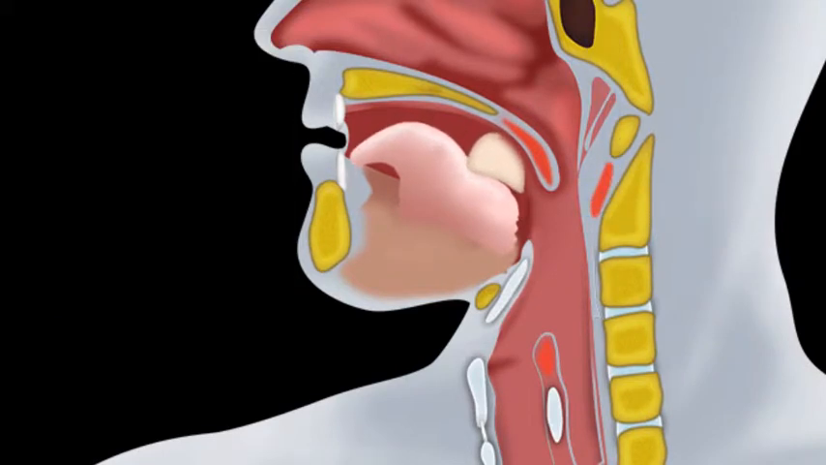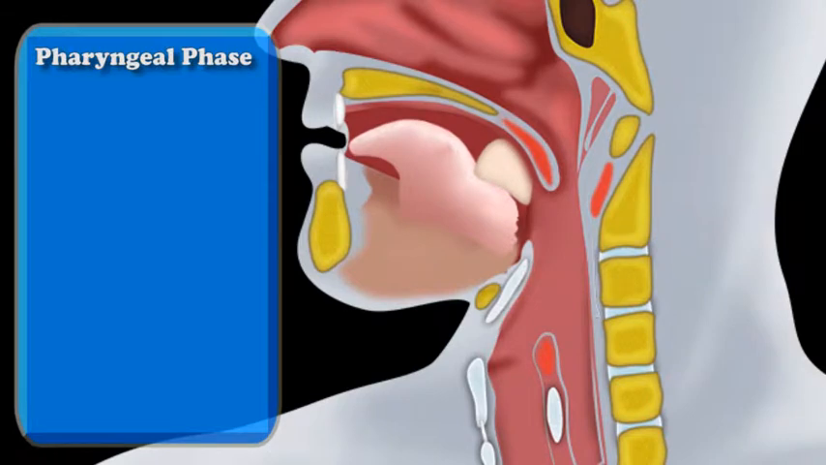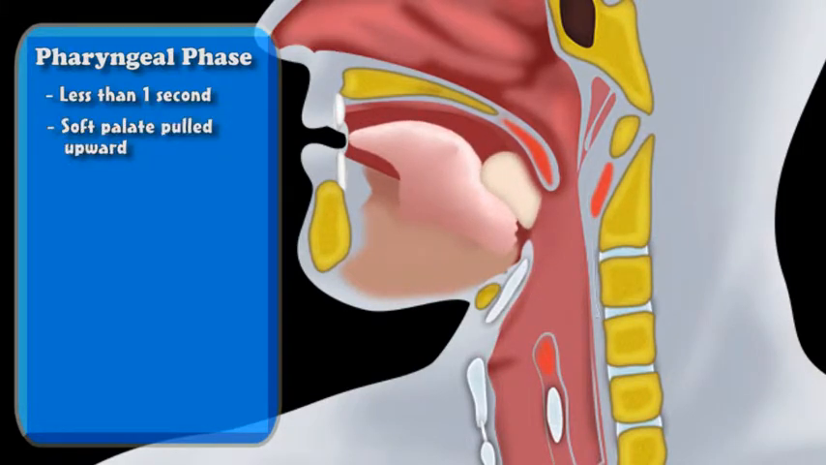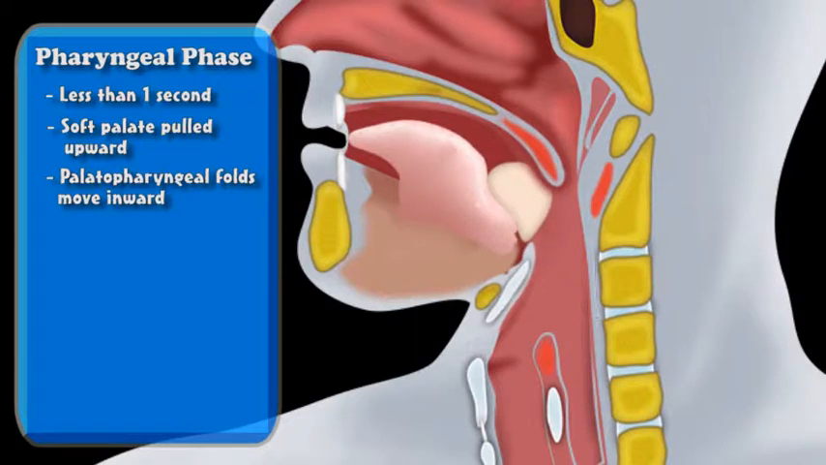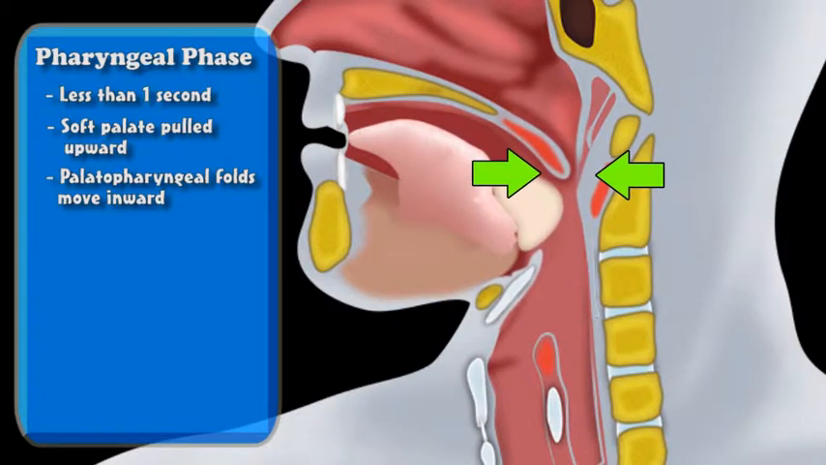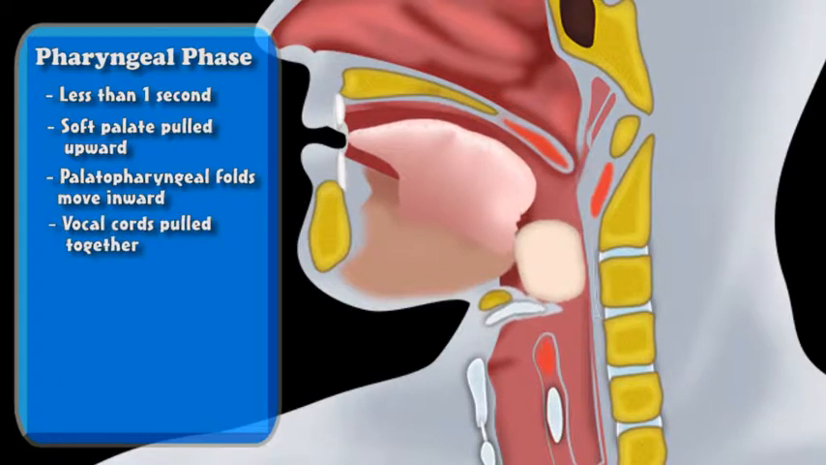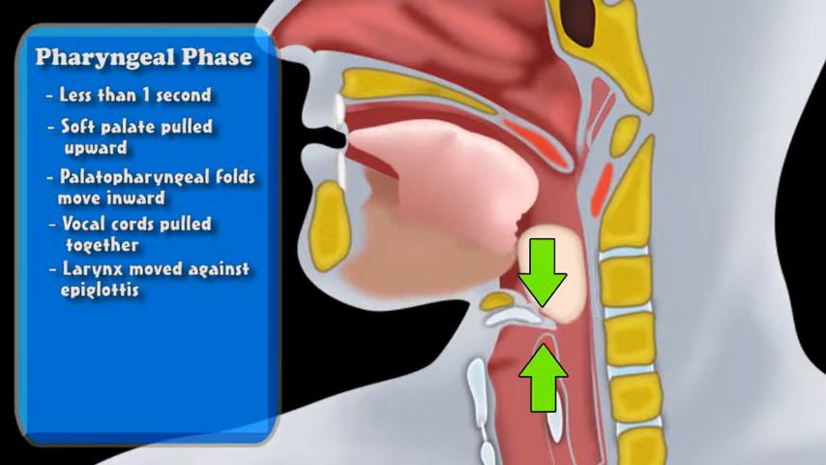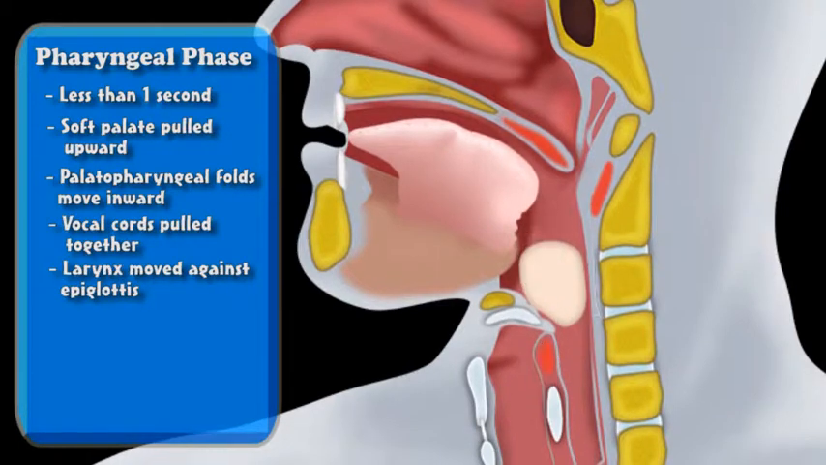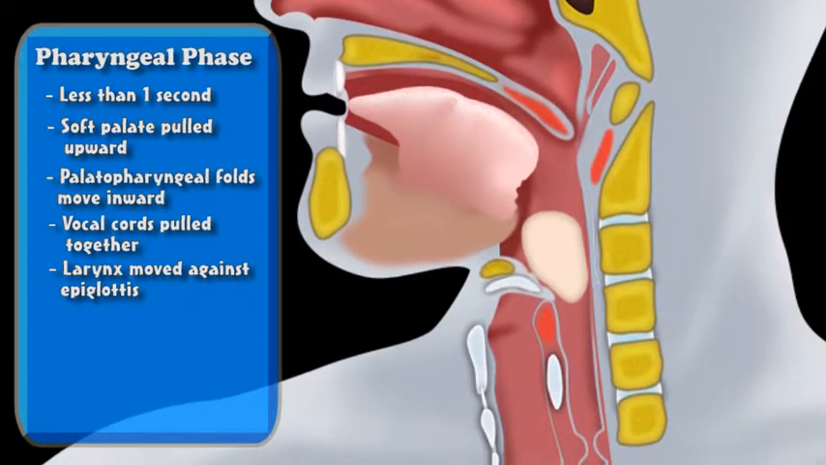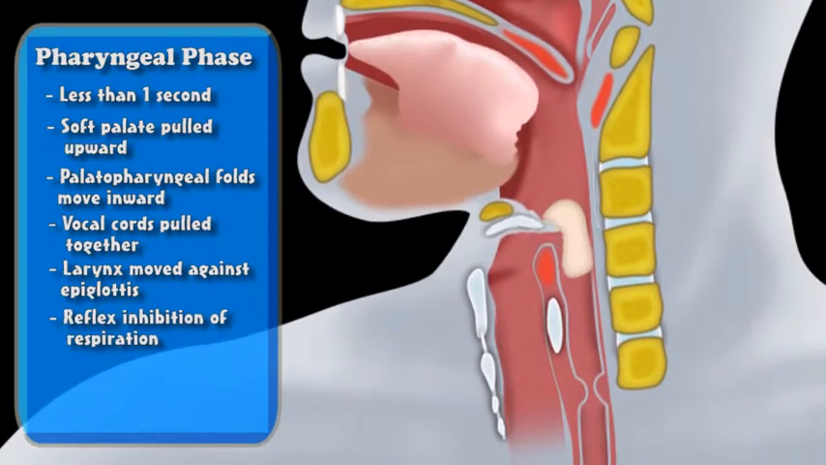The next phase of swallowing is termed the pharyngeal phase, which occurs in less than 1 second. The soft palate is pulled upward and the palatopharyngeal folds move inward toward one another to create a narrow passage, through which food moves into the pharynx and at the same time prevent reflux of food into the nasopharynx. Then the vocal cords are pulled together and the larynx is moved forward and upward against the epiglottis to prevent food from entering the trachea and reflexly inhibiting respiration.